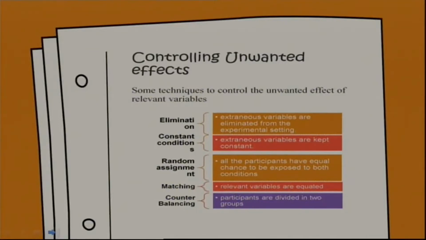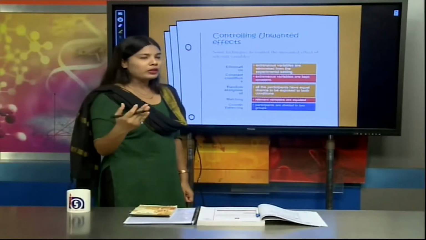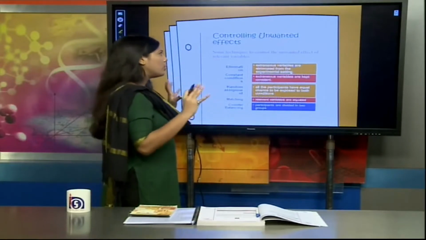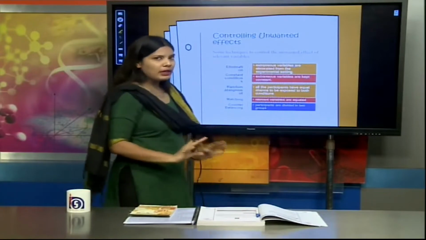Extraneous variables are eliminated from the experimental setting. So the first question that comes is, what is an extraneous variable? It is any variable in the surrounding, for example noise, dim light in the room, or improper ventilation. These are all extraneous variables which might affect the performance of the subject. So the researcher needs to make sure that these variables are eliminated.